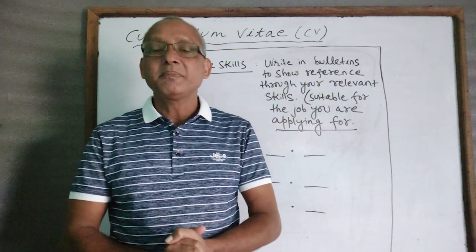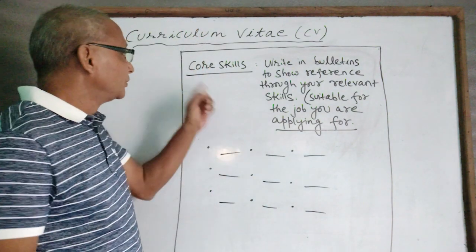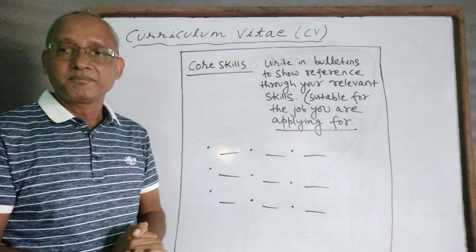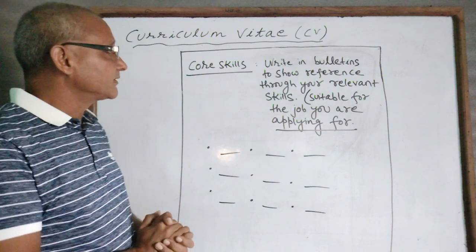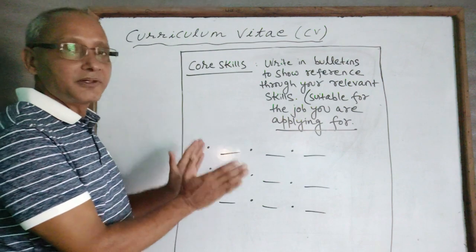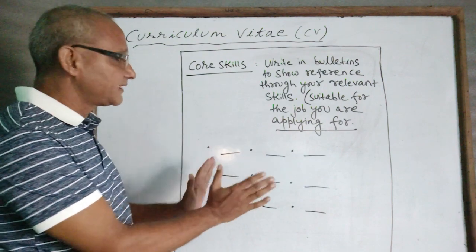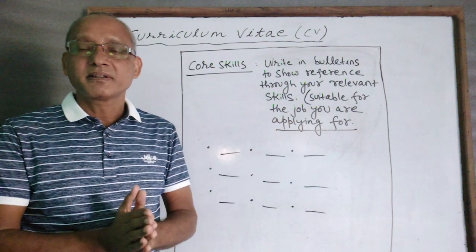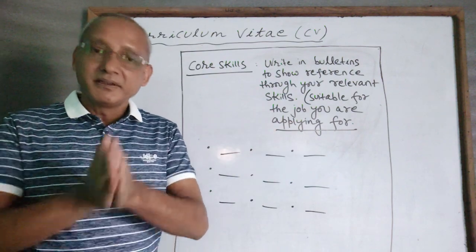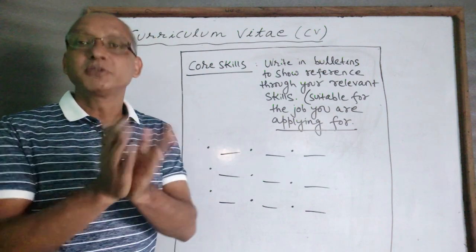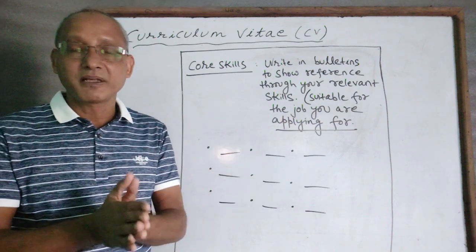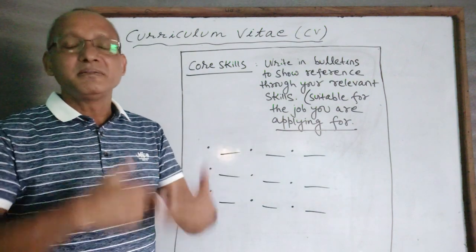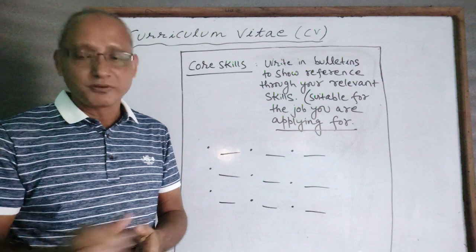Let us come to the second part, that is the core skills, which we are going to present in our CV. When I'm talking about the core skills, remember that we have to write our core skills in the form of bullet points, because long and monotonous sentences may not be liked by the recipient or the reader. They may not have enough time, because every day they go through many CVs, so they don't have enough time.